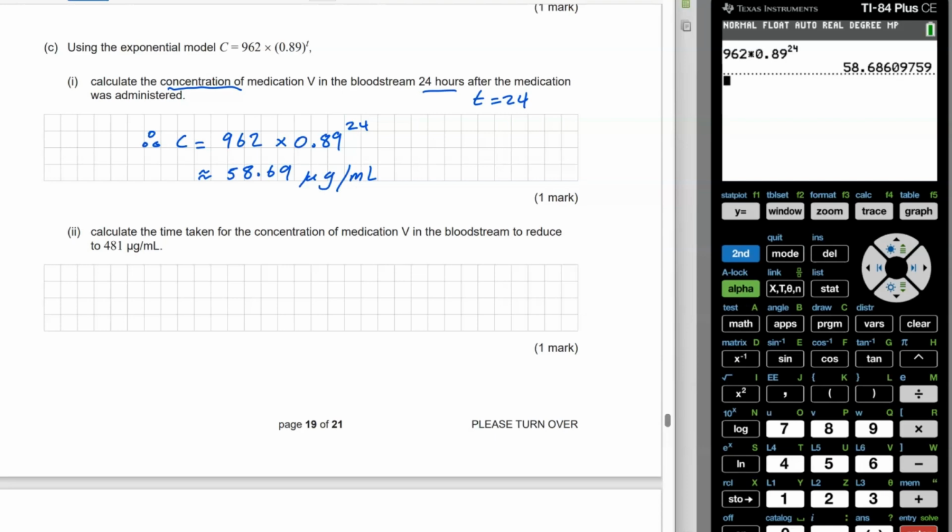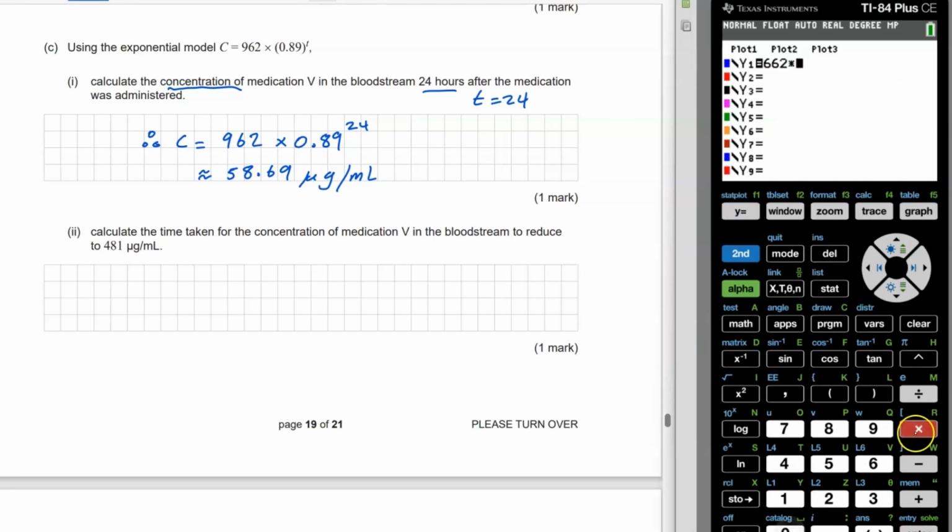You could also get that same information from the graph if you graphed it and use your value command. In fact, we might do that because we're going to be playing around with that anyway. So the other way you could do it is going to y equals, you're going to write 962, you want to put the equation in, so 0.89 up to the power of x.